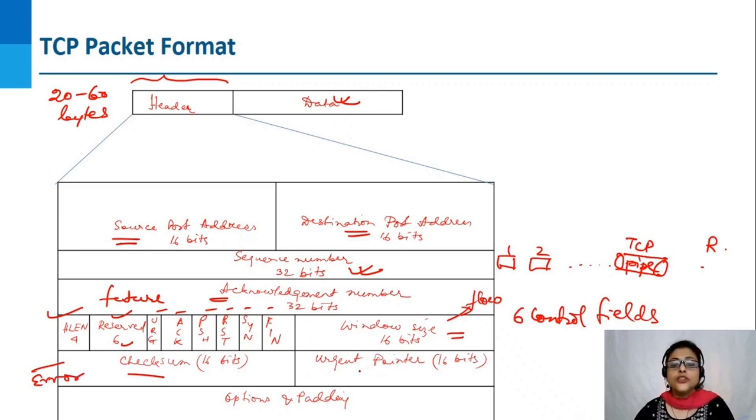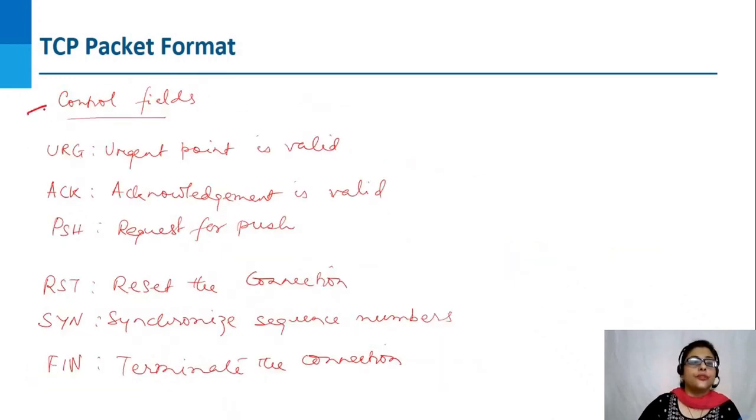Then there is an urgent pointer of 16 bits. This is basically set when the urgent flag in the control field is set, and it means there is urgent data that is coming in the datagram. Now the last one is the options and the padding field, which basically indicates that it should be a multiple of 32. Let us understand the various control fields.